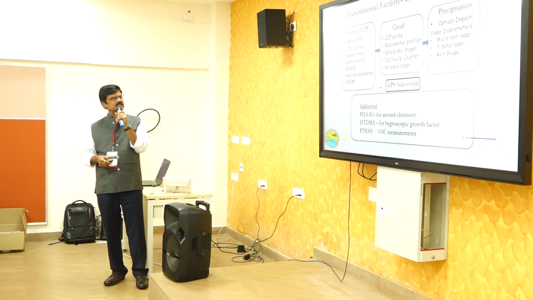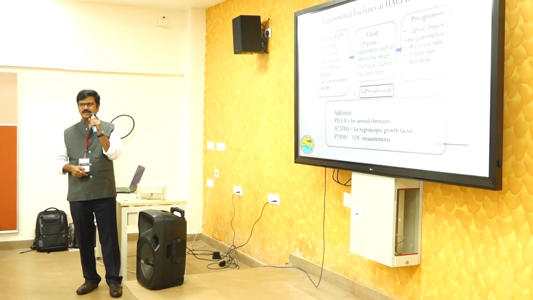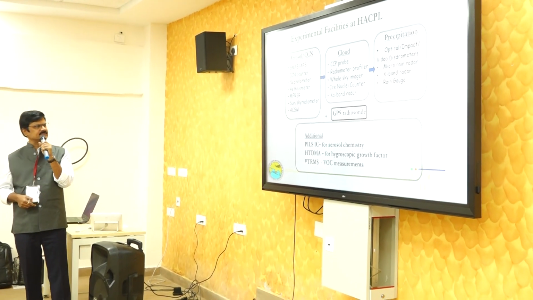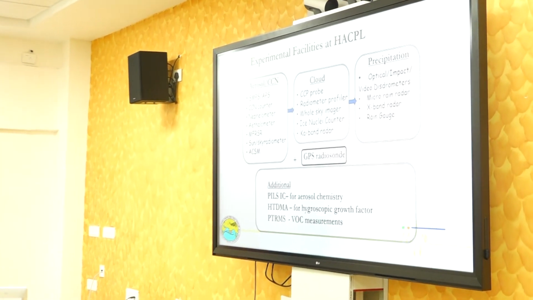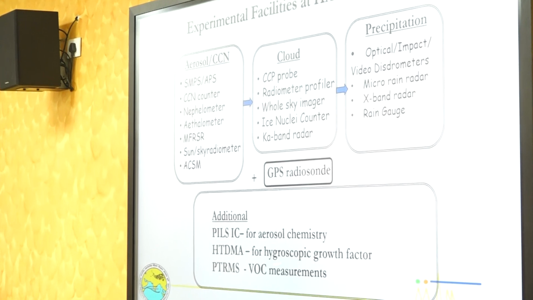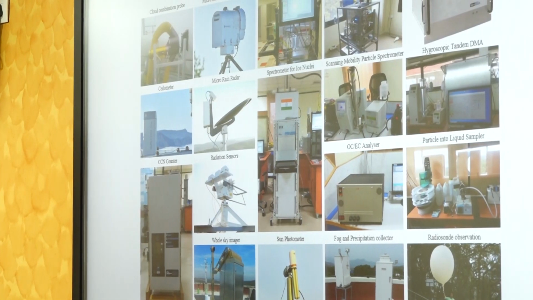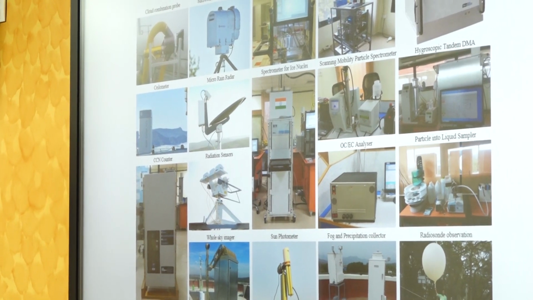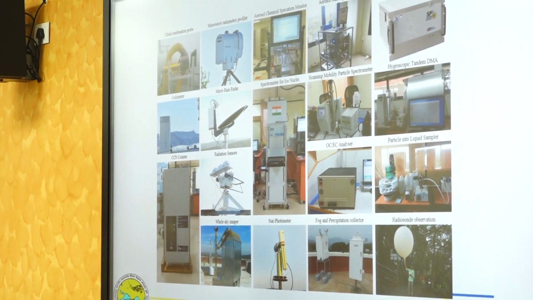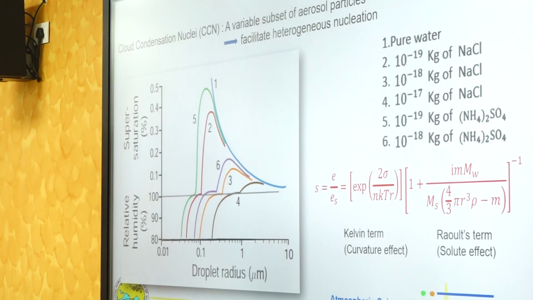And for precipitation we have several disdrometers, impact, optical and video disdrometers, a micro rain radar, and a precipitation radar, which is an X-band radar. Additionally, for chemistry, we have PILS-IC and HTDMA, the hygroscopic tandem differential mobility analyzer, so with that we can get the growth factor and in turn hygroscopicity. And PTR-MS is for VOC measurements. So these are the suite of instruments which you will get to see when you visit the lab.